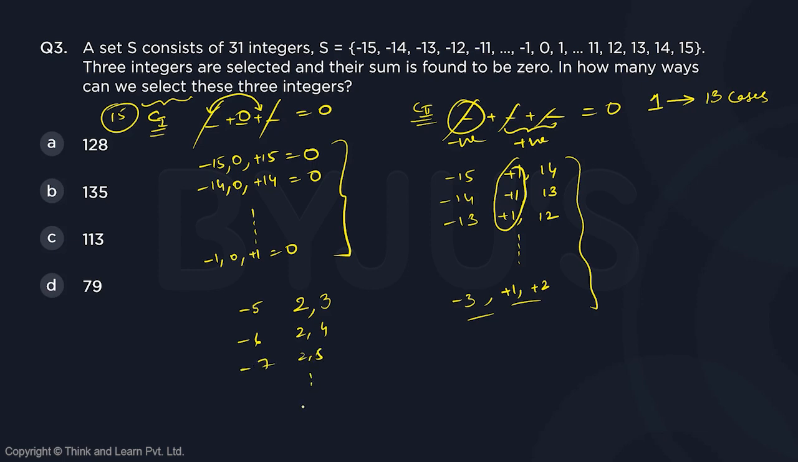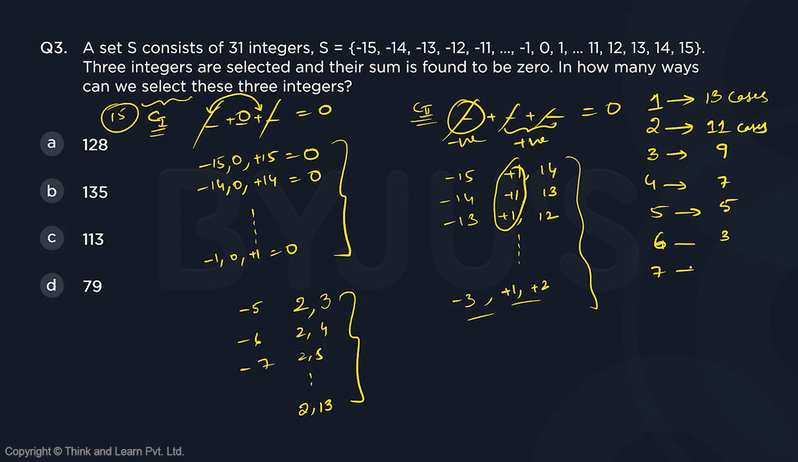It can go on till, remember, 2, 14 cannot be possible because 2 plus 14 is 16 and -16 doesn't exist. So we can only go up to -15, which means it will go till 13. So how many numbers are there? If you have the middle number as 2, then you will have 13 minus 3 plus 1, so basically 11 cases. Similarly, if you take the middle number as 3, you will have 9 cases. 4 will give you 7 cases. 5 will give you 5 cases. 6 will give you 3 cases. 7 will give you 1 case.